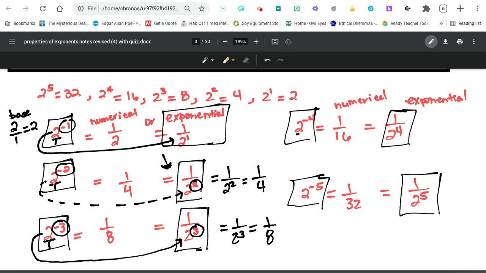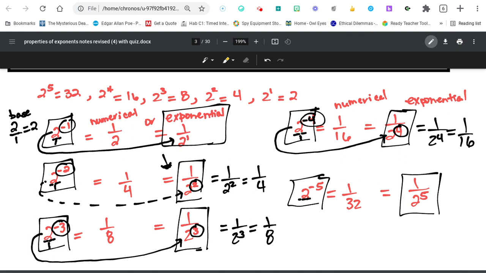This base of 2 is just 2 over 1, but my exponent is negative 4. So if I don't want to write it with a negative exponent, I just flip my base from numerator to denominator and change negative 4 to positive 4. And we know that 2 to the 4th power is 16, so I end up with 1 over 16.